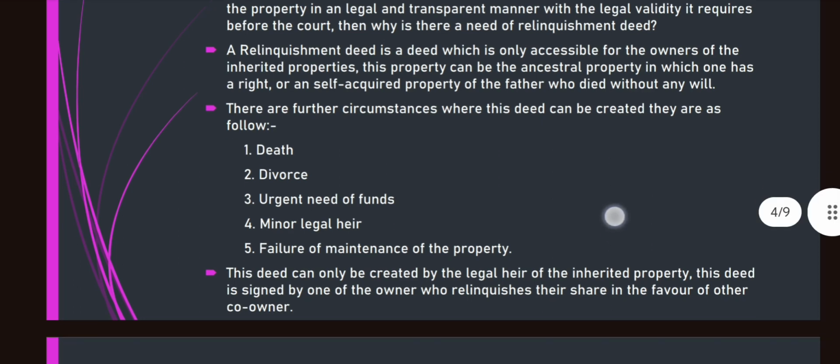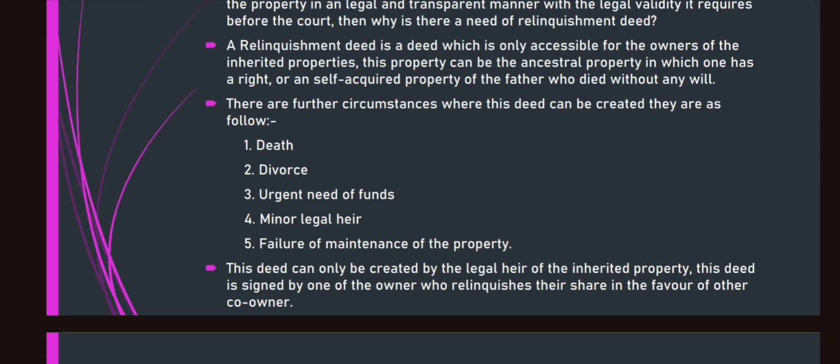Now, who can create a relinquishment deed? This deed can only be created by the legal heir of the inherited property. Whoever has the legal right over that property has the right to create a relinquishment deed with only the other person who has the right on that same property, who is also known as a co-owner.